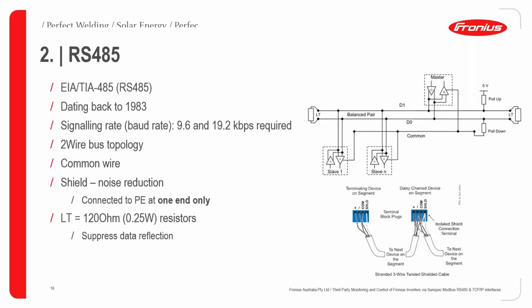Balanced pair means that you have to have 120 ohm resistors at the start and the end of the comms channel. Why? Well, it does help suppress data reflection a little bit on the comms line. More than that, it's actually not really that important.